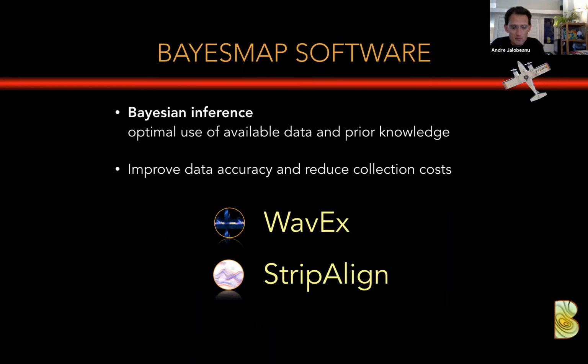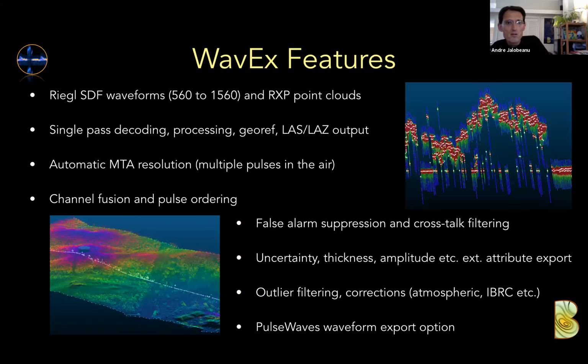So now I'm going to focus on the BayesMap software. The two main available software right now are WavEx and StripAlign. We use Bayesian inference. Bayesian inference helps use all the available data and all the prior knowledge in an optimal way, in a probabilistic framework. And the goal is to improve the accuracy of the data and at the same time help you reduce collection costs. So first, I'm introducing the main features of WavEx.